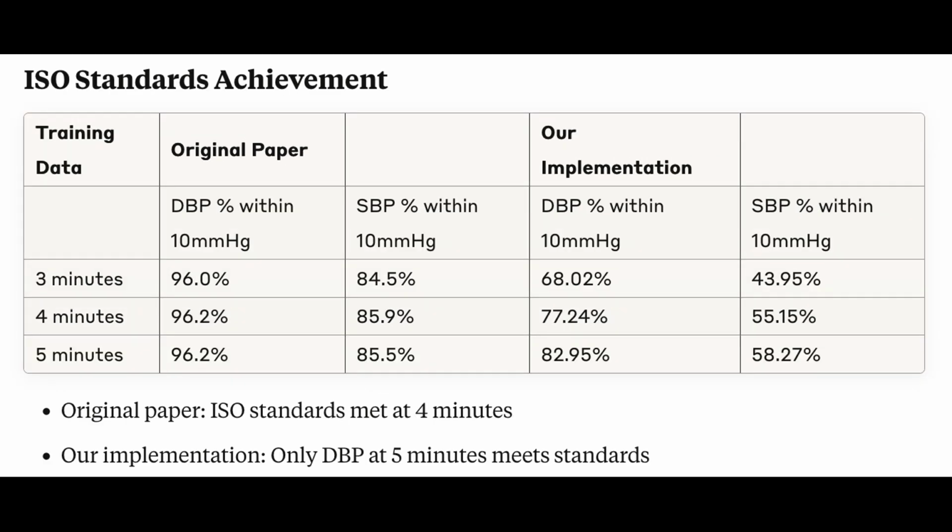The ISO standards for blood pressure devices require at least 85% of measurements to be within 10 mmHg of reference values. The original paper met this threshold for both diastolic and systolic pressure with just 4 minutes of training data. In our implementation, only diastolic blood pressure reached the standard, and only with 5 minutes of training. Our systolic estimations remain below the threshold even with 5 minutes of training. This highlights the sensitivity of the model to implementation details and data characteristics.